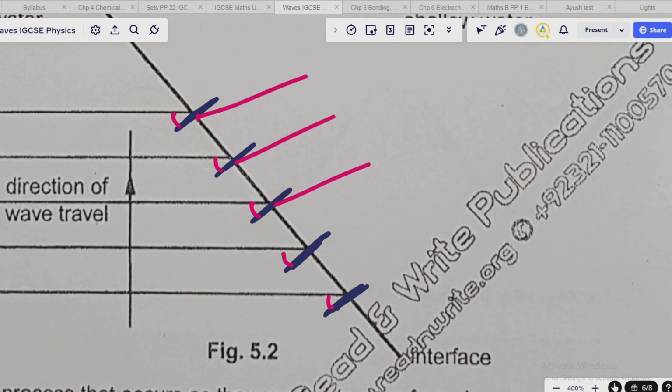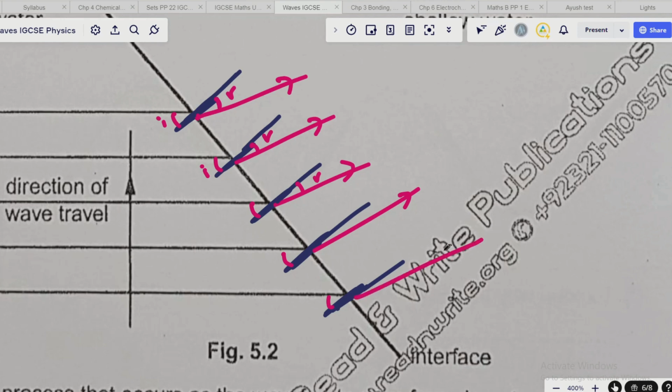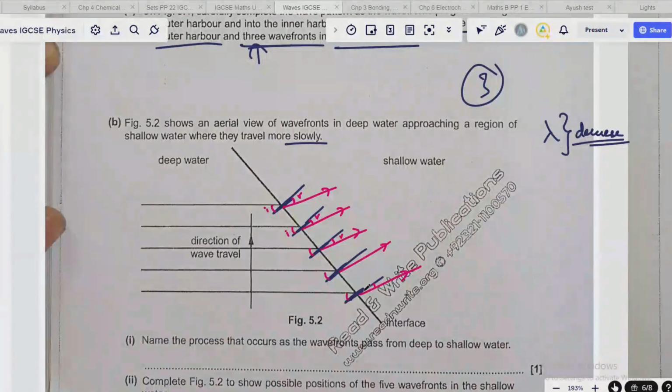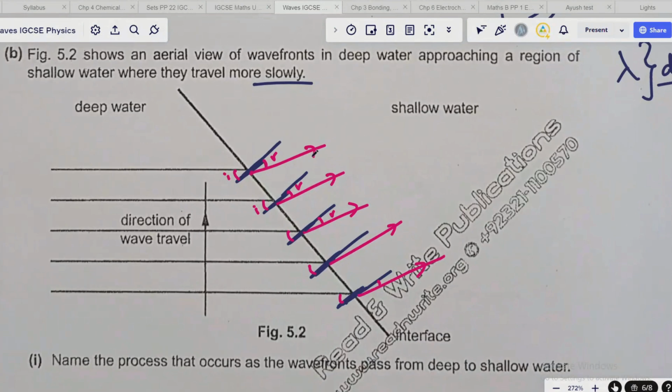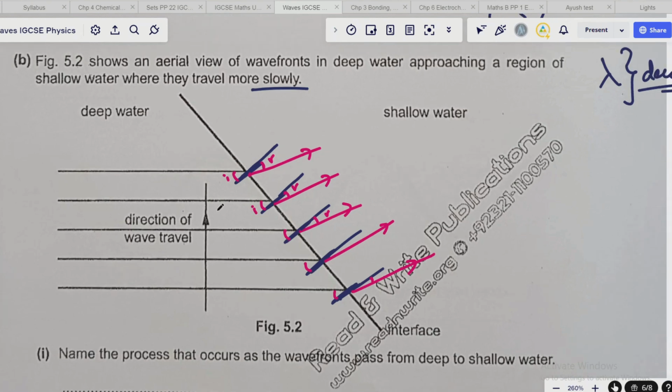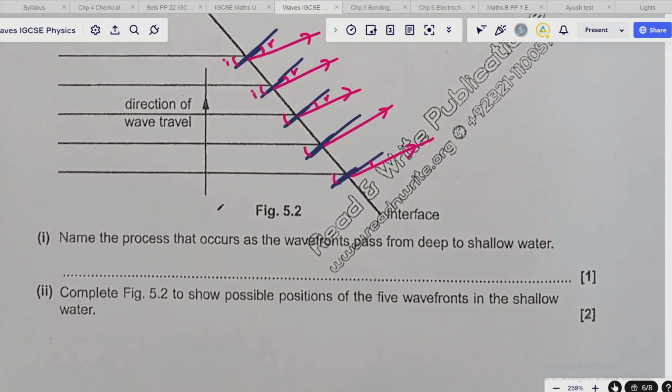So that this angle is less. The angle of refraction is lesser than the angle of incidence. Okay? So that's why this is how I will bend the line. Any confusion over here? The blue color is the normal, the red color are the waves that are going to bend towards the normal.